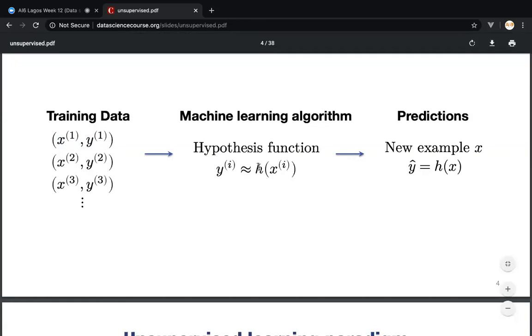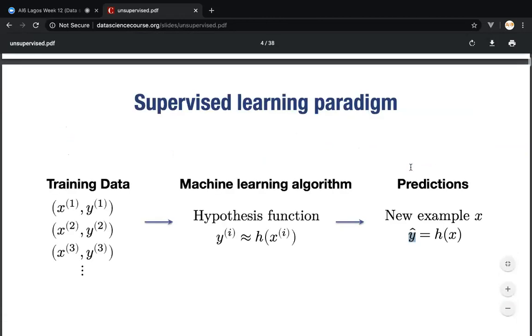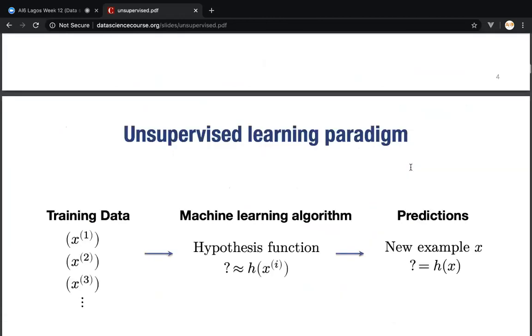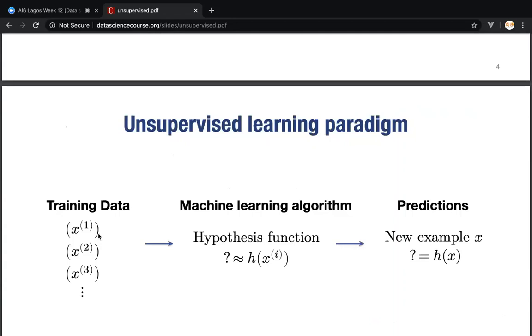And once your loss is very low, your h at this point will be able to make good predictions of y. But unlike the supervised learning approach, in unsupervised learning you just have your data x. There's no ground truth y.